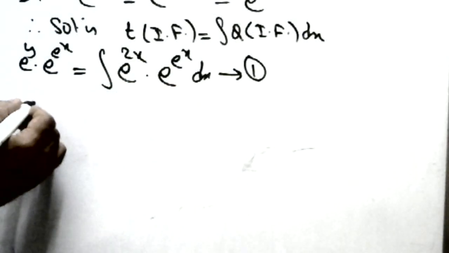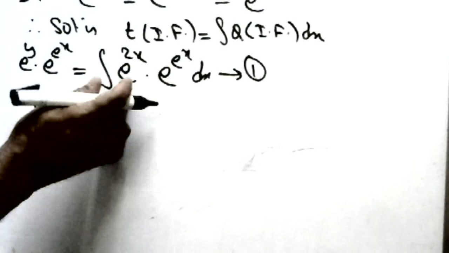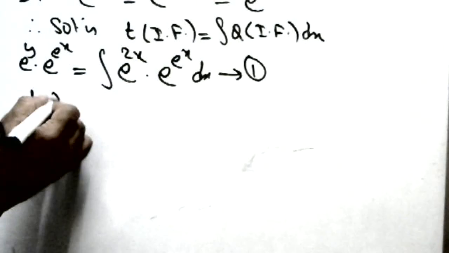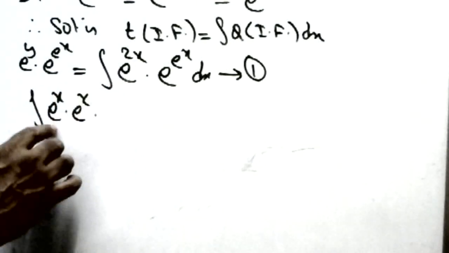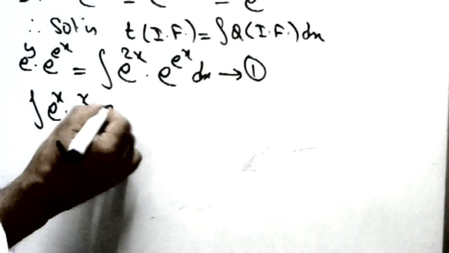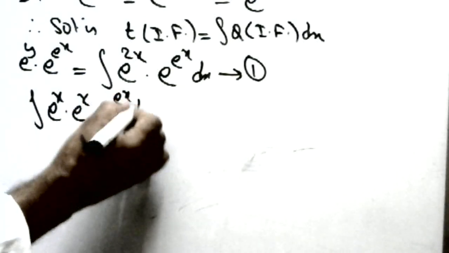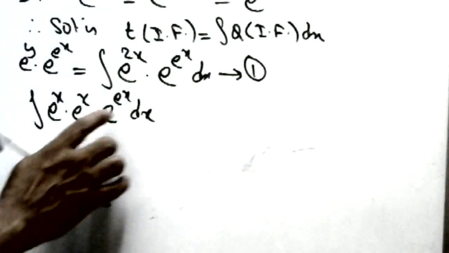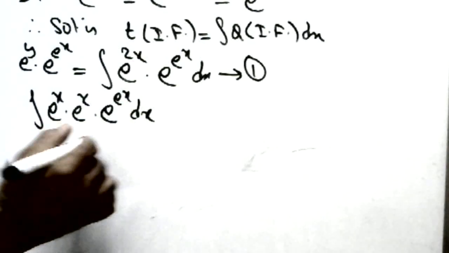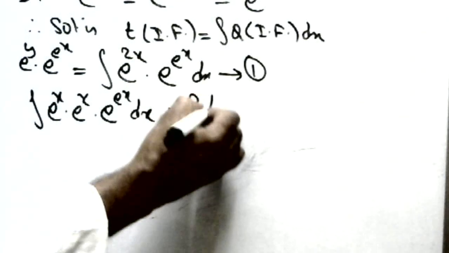Okay, so what is here? Here we have the integration of e power 2x. I'm writing it like this: e power x into e power x. What is left is e power x dx. Now this question is based on substitution. We have to substitute this value with something.